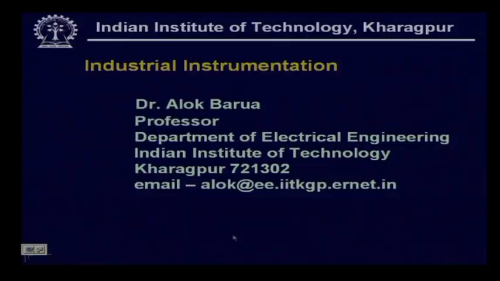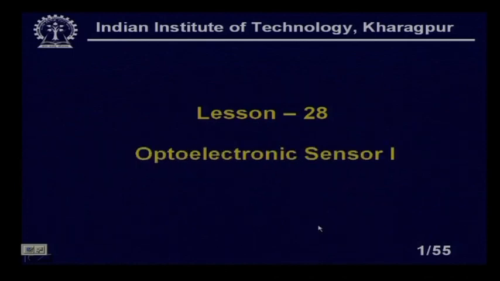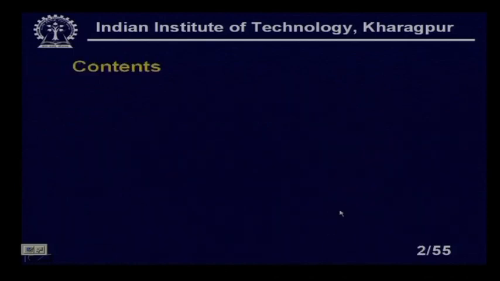Let us look at optoelectronic sensor 1. Contents are photoconductivity. We will consider here photoconductivity, based on which photoresistors or light dependent resistors have been developed, and which are used extensively in instrumentation. So, we will cover the basic principle of photoconductivity. Then, based on this, we will discuss the different photoresistors that engineers and scientists developed.